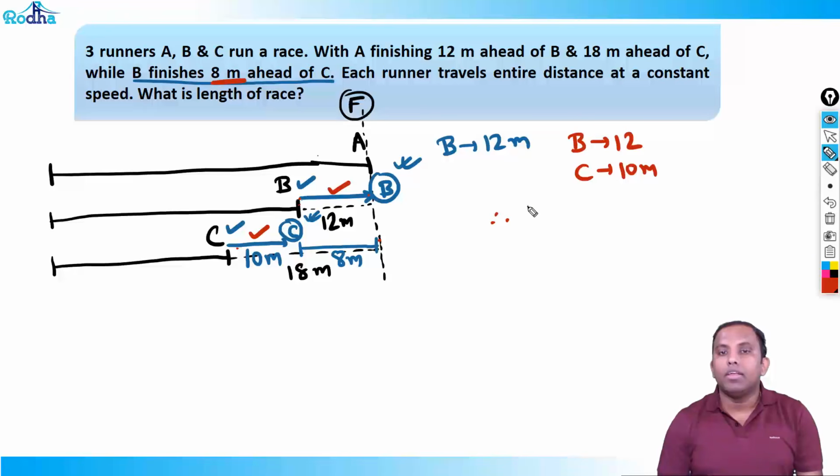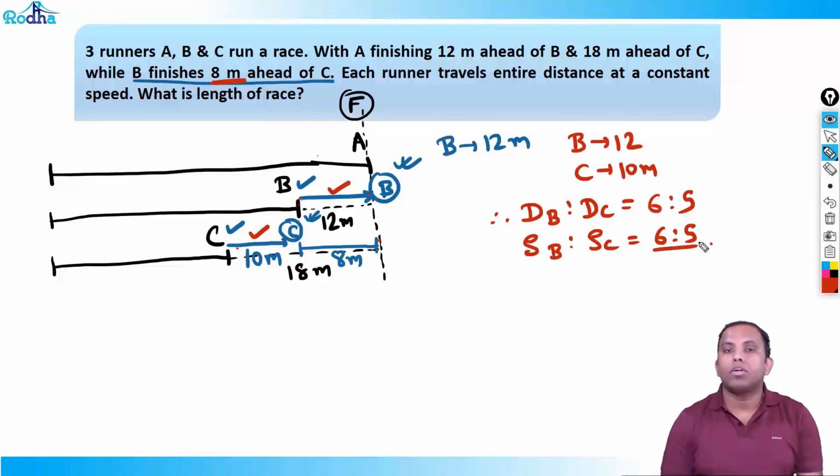Therefore, I can get the distance ratio of B and C as 6:5, and their speed ratio is also 6:5, right? Because time is constant. From when A has finished till B reaches the finishing line, for a certain time B has run from here to here, and in the same time C has run from here to here. Since time is constant, distance is proportional to speed. The distance ratio is 6:5, therefore their speed ratio is also 6:5.